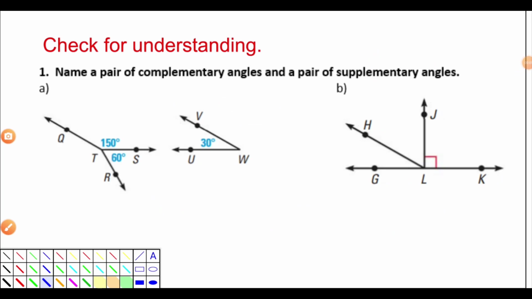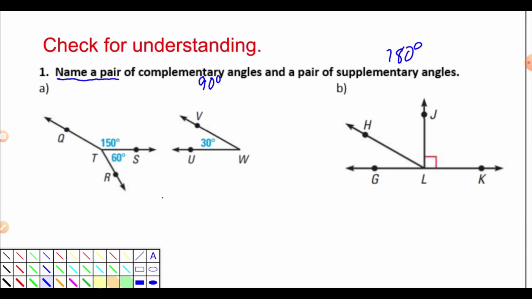And let's see if we understand what we just learned. Name a pair. So now this is a nice little review of naming. We're going to name a pair of complementary angles. And what do we say those were? Those are two angles that add up to 90 degrees. And then a pair of supplementary angles. So that means these ones are going to be 180. Okay, so we have to name two pairs.